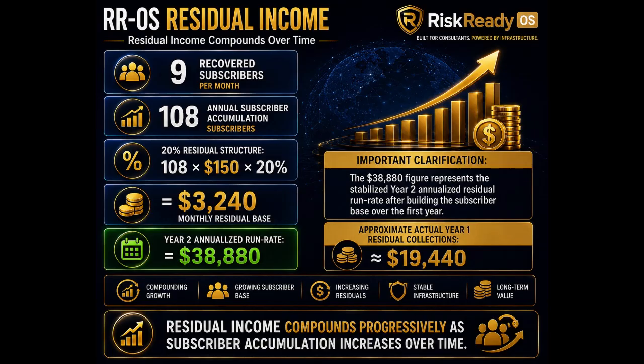The key clarification is important. The $19,440 represents the run rate. Once the subscriber base accumulates, Year 1 collections are lower because subscribers are added month by month. But as the subscriber base grows, residual income compounds. That is why the model is not just about acquisition, it is about accumulation and retention.